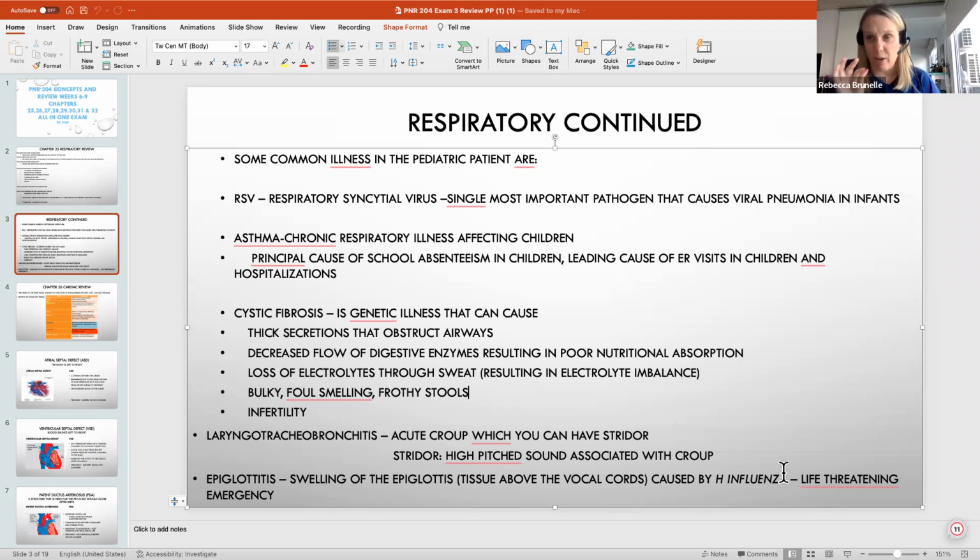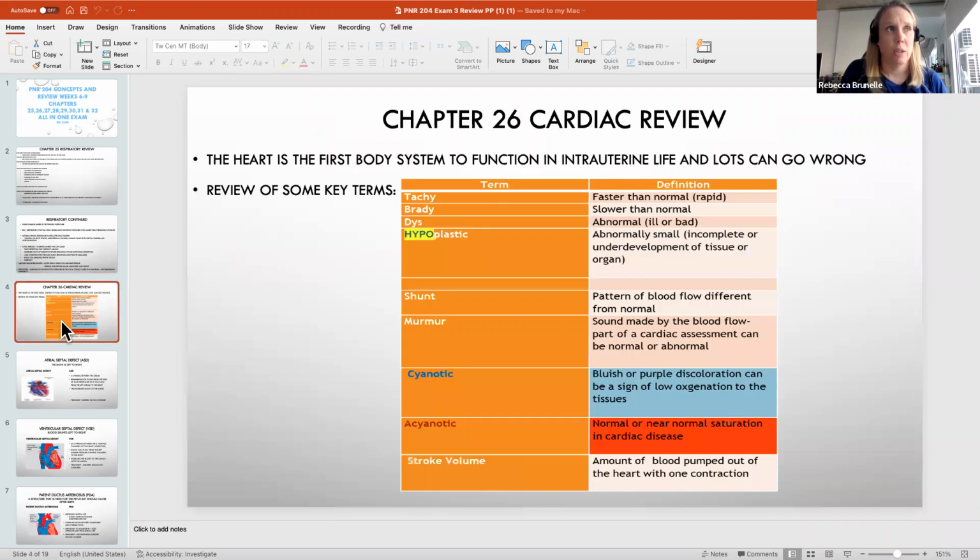It's bacterial, usually H. influenza, and it's life-threatening. So the symptoms of epiglottitis are going to be high fever, drooling because they can't swallow, and tripod posturing forward because they're having a very hard time breathing. With those classic symptoms, you need to be thinking it could be epiglottitis, and that's a medical emergency. They need either intubation or a trach. So those are the key points for respiratory.